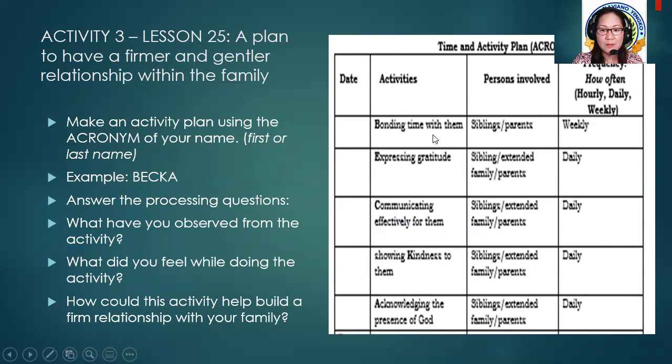In each letter of her name, naglagay siya ng activity. B, bonding time with them. And then be able to identify the persons involved and how often mo gagawin yung mga activities na yan. It can be weekly, daily, or every other day. Di ba? Or it can be once a month. Depende sa inyo.